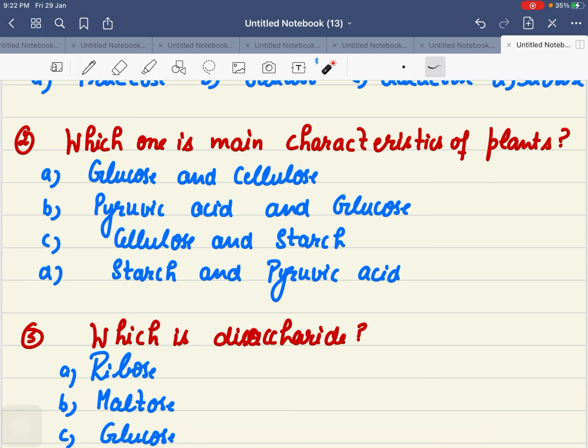You know that plants, what do they have? They have glucose definitely, but the main characteristic of plants is cellulose and starch. The answer will be: all are there. Glucose is there, cellulose is there, and cellulose is an important product as well as starch. They are the main characteristic features of plants.